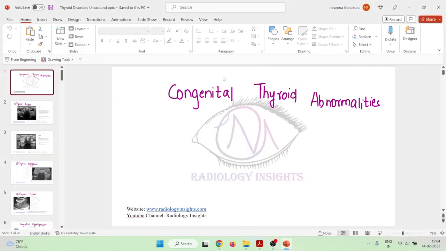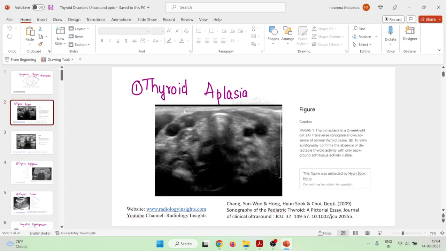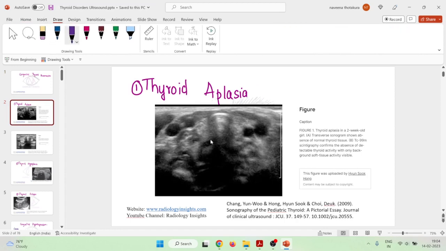Hello friends, let us now learn some important points about the congenital thyroid anomalies. Congenital thyroid abnormalities can include thyroid aplasia, where either one lobe or both the lobes of thyroid are not present.